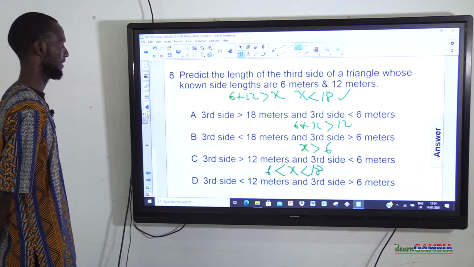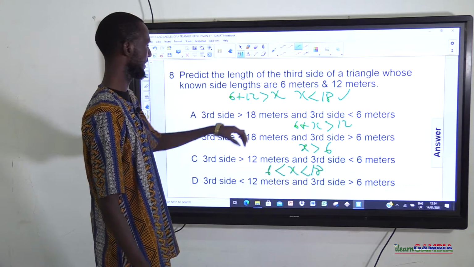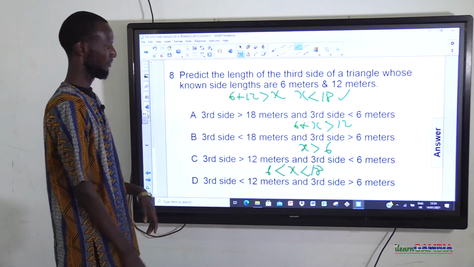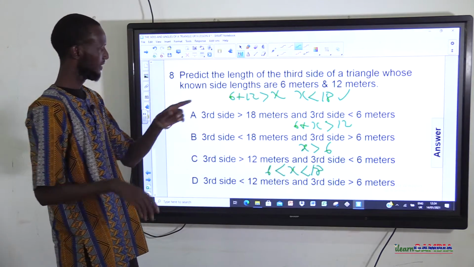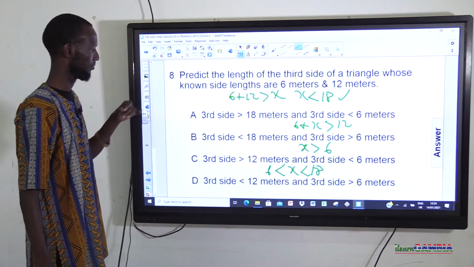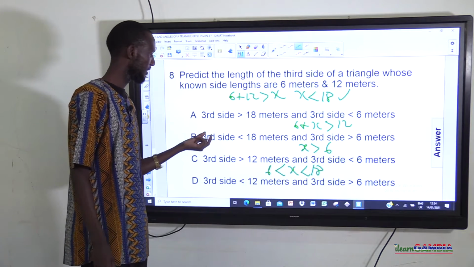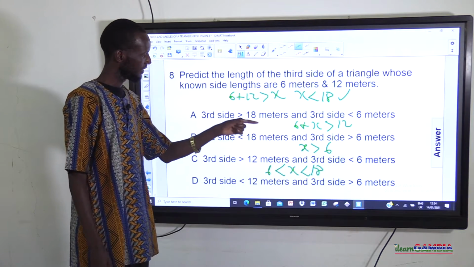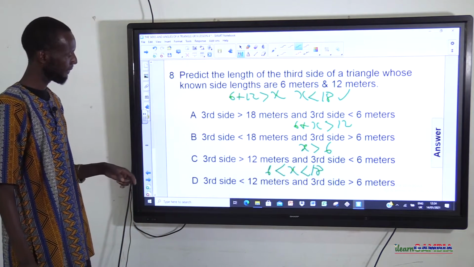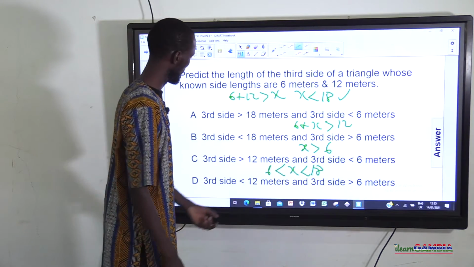So now let's see which one fits this bill here. A says third side is greater than 18 meters and third side is less than 6 meters. From what we actually have, the third side has to be less than 18, not greater. So this is out. Okay? Then B says third side is less than 18 meters and third side is greater than 6 meters. And if you compare, yes, our third side was less than 18 and it's also greater than 6. So this will work.